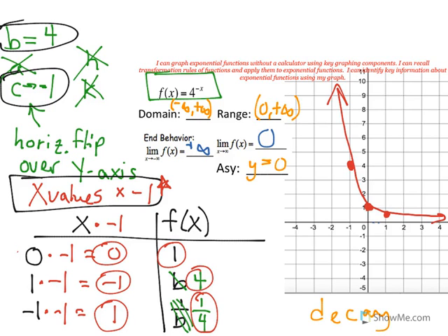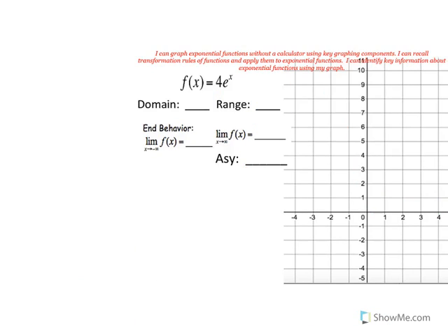Pause the video, write down some questions if you need to. Otherwise, we are going to move on. Here is your third example. Okay, f of x equals 4 times e to the x. Okay. First thing I want you to do, let's go off to the side and let's write out what's our base, what's the a term, what's the c term, what's the h term, what's the k term if we have any of them. Pause the video, write those out.